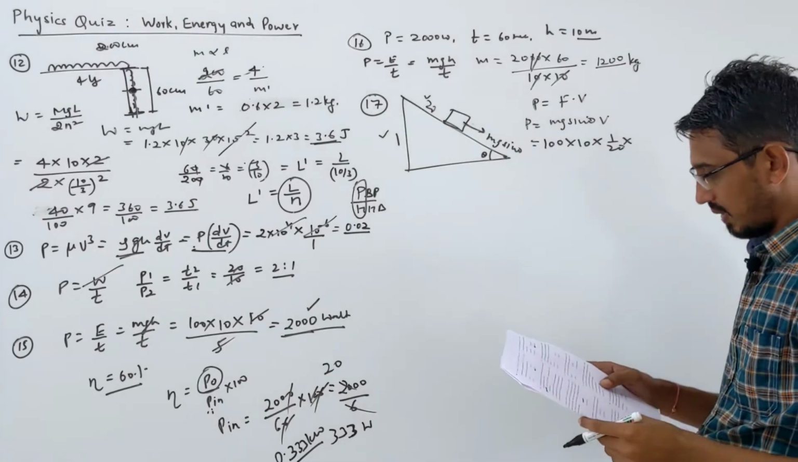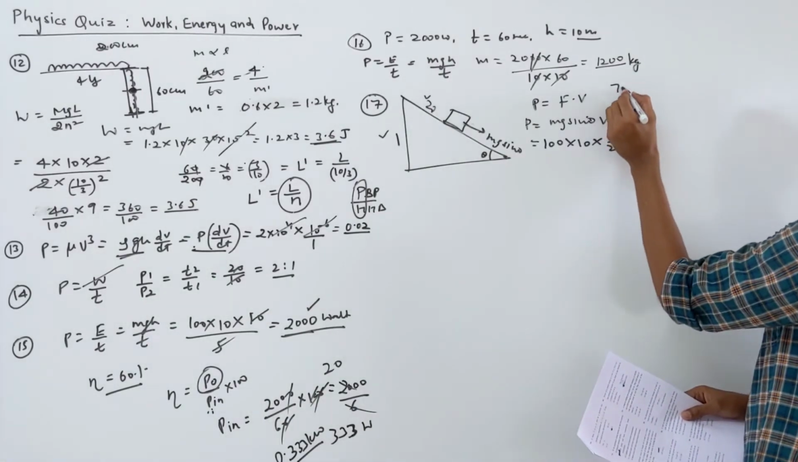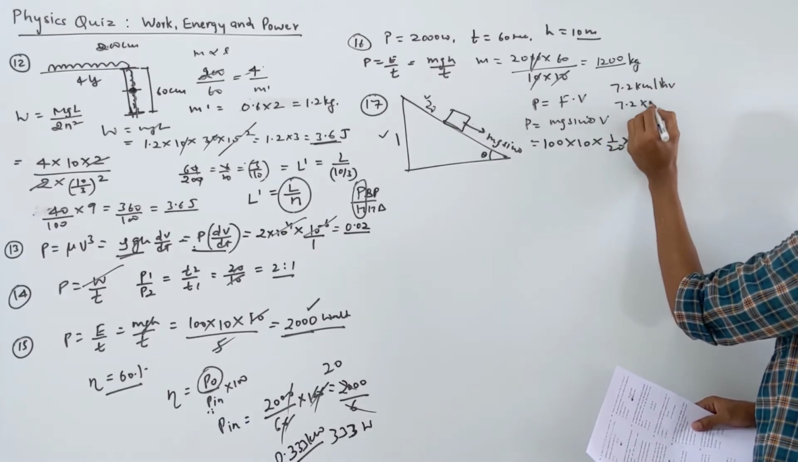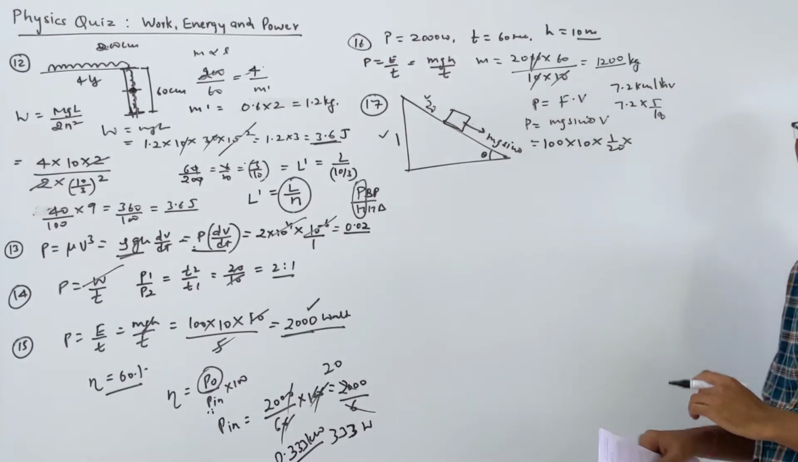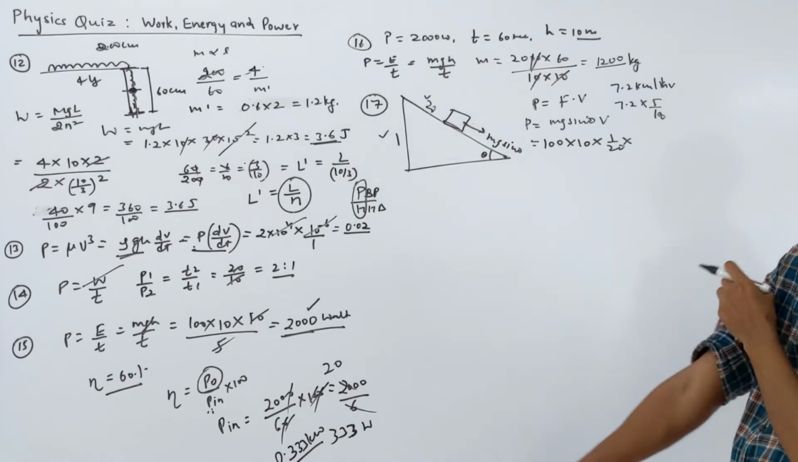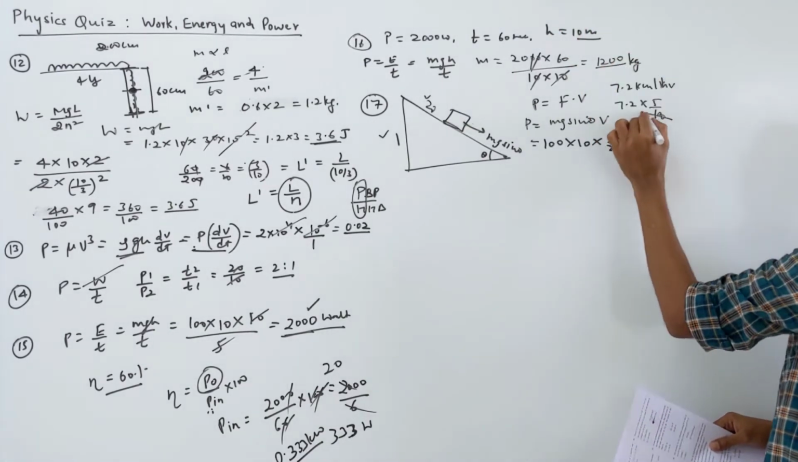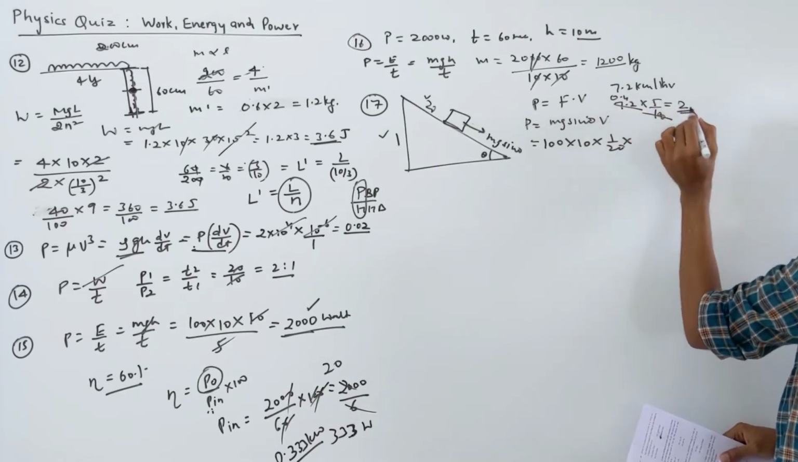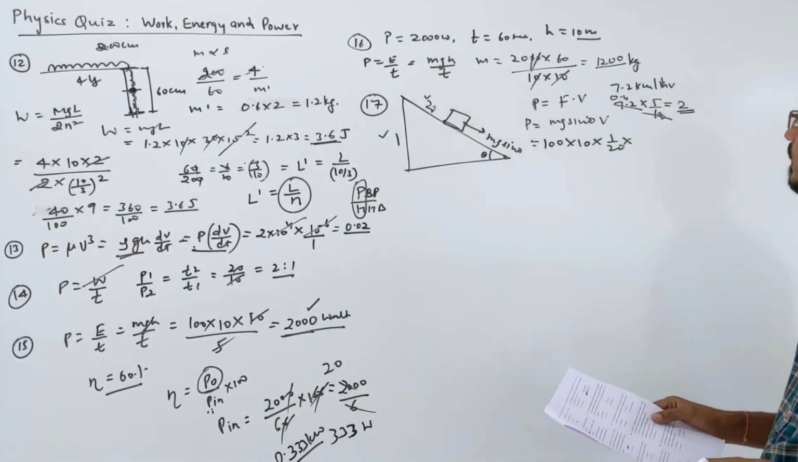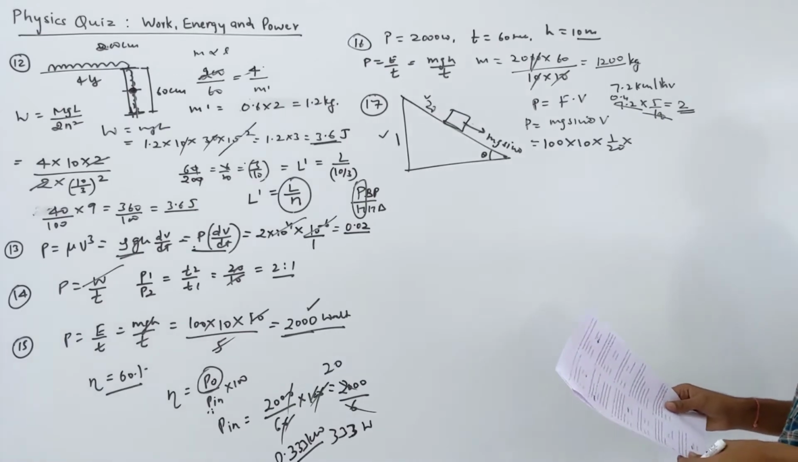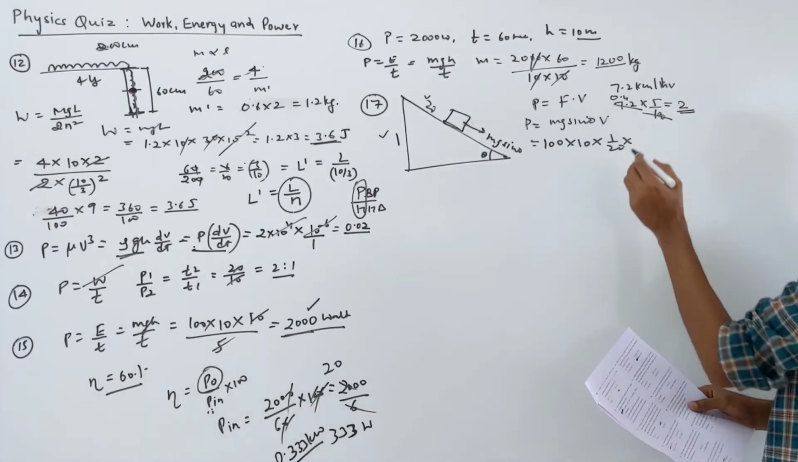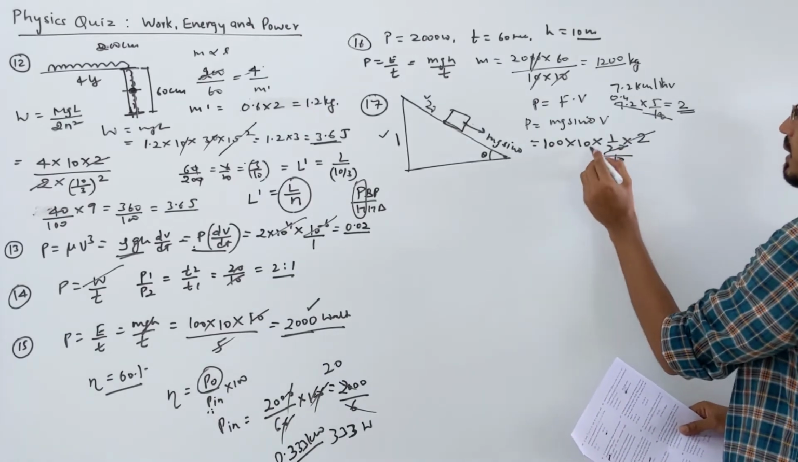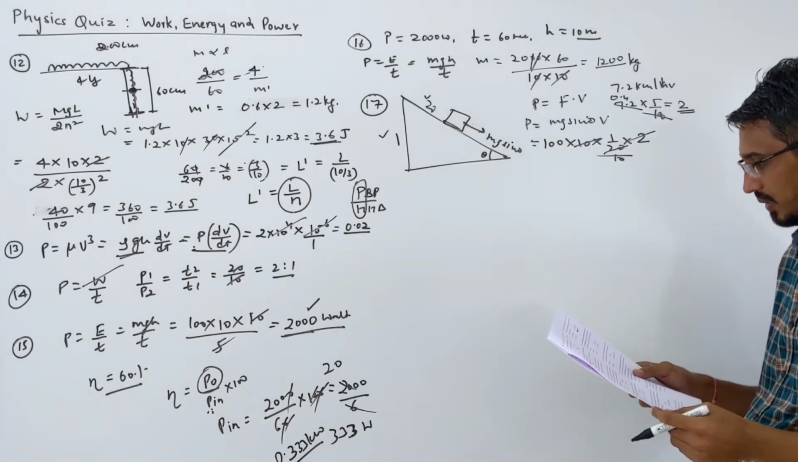And velocity is given how much? 7.2 kilometer an hour given. You have to convert it to SI system. So 7.2 into 5 by 18, right? Correct? Yes. So this goes 0.4, 0.4 into 5 is coming simply 2. Correct? Yes. So it's coming 2. This 10 times 10 gets cancelled here. I am getting 100.